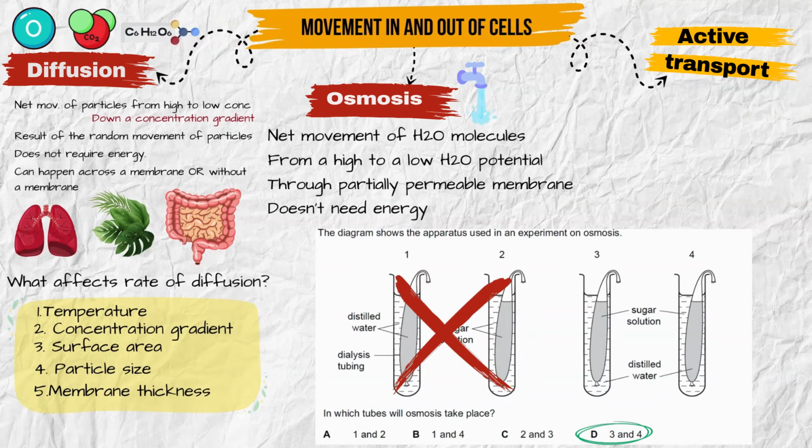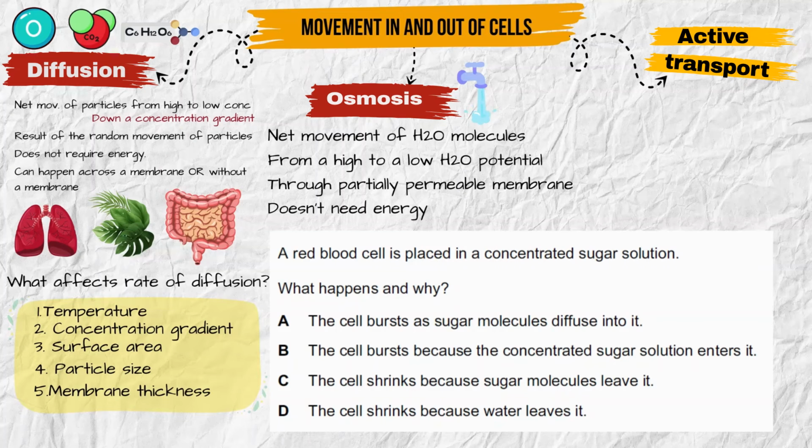Now this question is about placing a red blood cell in concentrated sugar solution. What happens to the cell? Being in a concentrated solution means the water potential outside the cell is lower than inside. So, water moves out of the cell by osmosis. The cell shrinks. It becomes crenated. Correct answer is D.